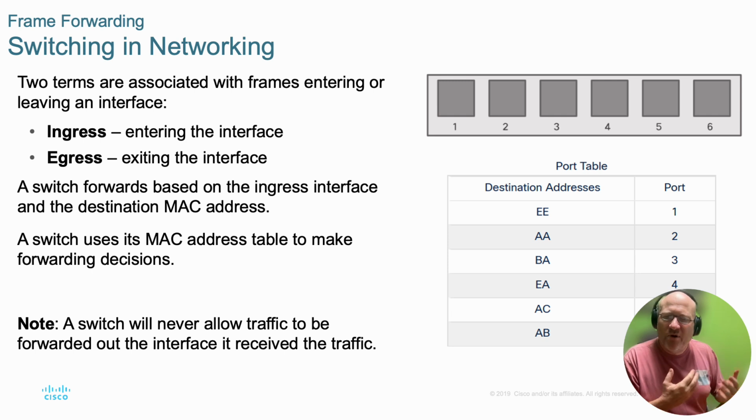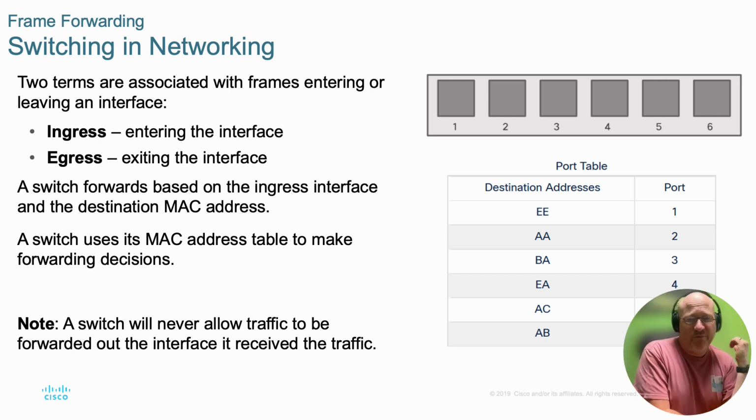That becomes quite an important thing to understand in the way switches work, the way network security works, especially at layer 2 of the OSI model, and how we can have things like ARP poisoning amongst other things. And it should never allow traffic to be forwarded out an interface it receives the traffic on. So basically, when it comes in, it shouldn't be sent back again.